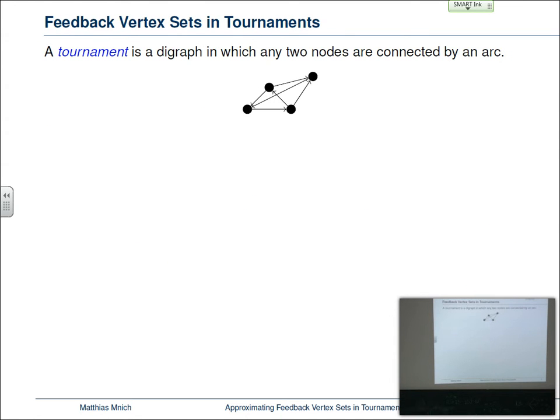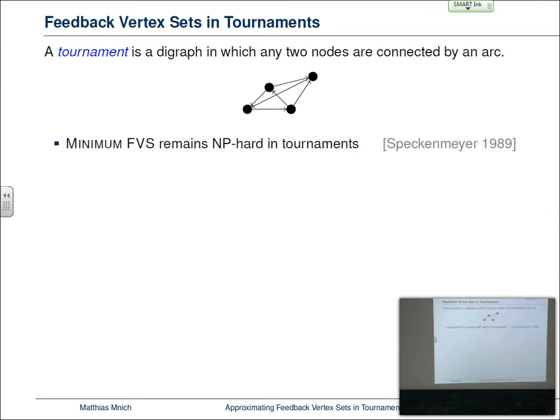And that's why we resort to some special classes of directed graphs, and one particular graph class that has been well studied is tournaments. So a tournament is a directed graph in which there's exactly one arc between any two nodes. And these tournaments play different roles, for instance, in voting theory, or you can think of sports leagues, like soccer leagues where any two teams play against each other, and then you put an arc between the two teams depending on who wins the match. And yeah, the minimum feedback vertex set problem remains NP-hard in tournaments.